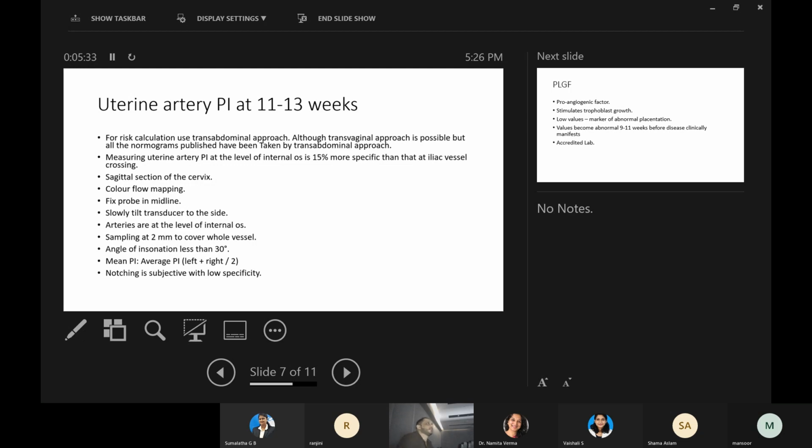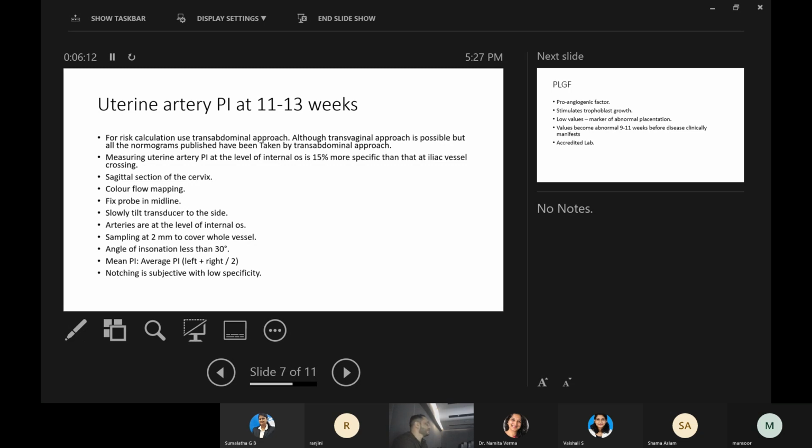So for measuring uterine artery PI, again, we don't use the traditional way of iliac vessel crossing 1 centimeter downstream, not that technique. We use another technique, that is, uterine artery at the level of internal os. So why should we do this uterine artery PI at the level of internal os? First of all, it is 15% more specific and also 15% more sensitive than the traditional way of PI at iliac vessel crossing.